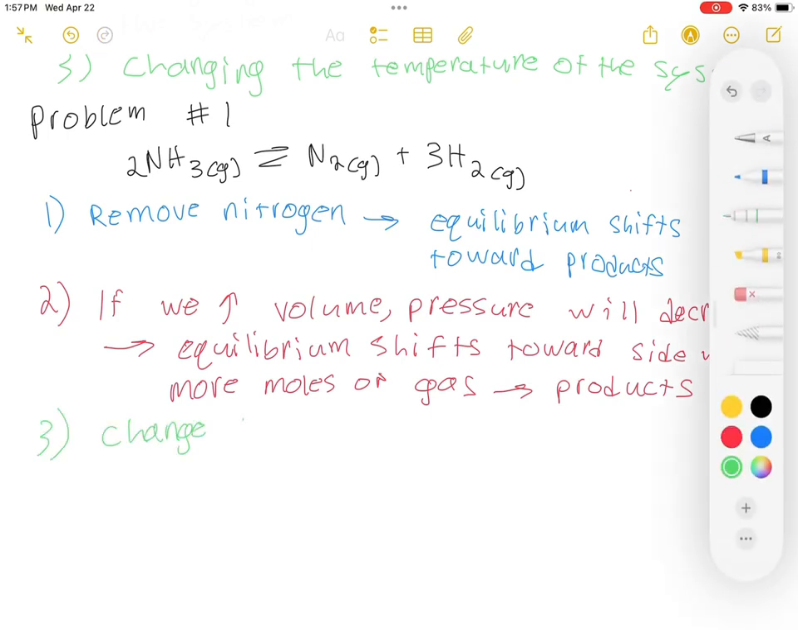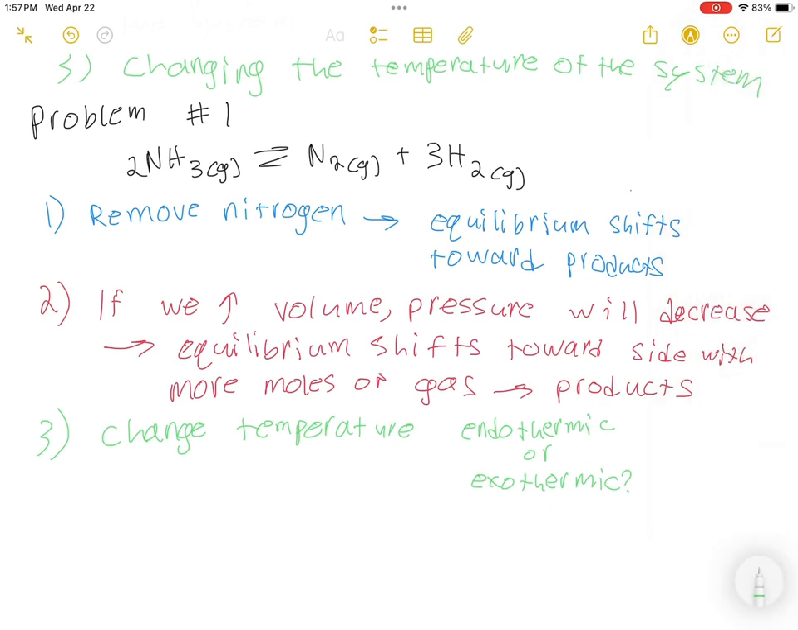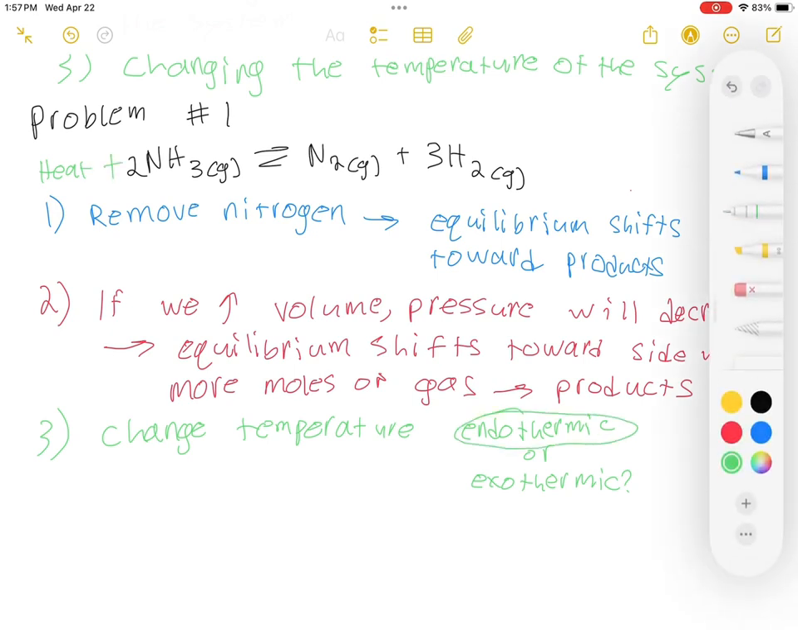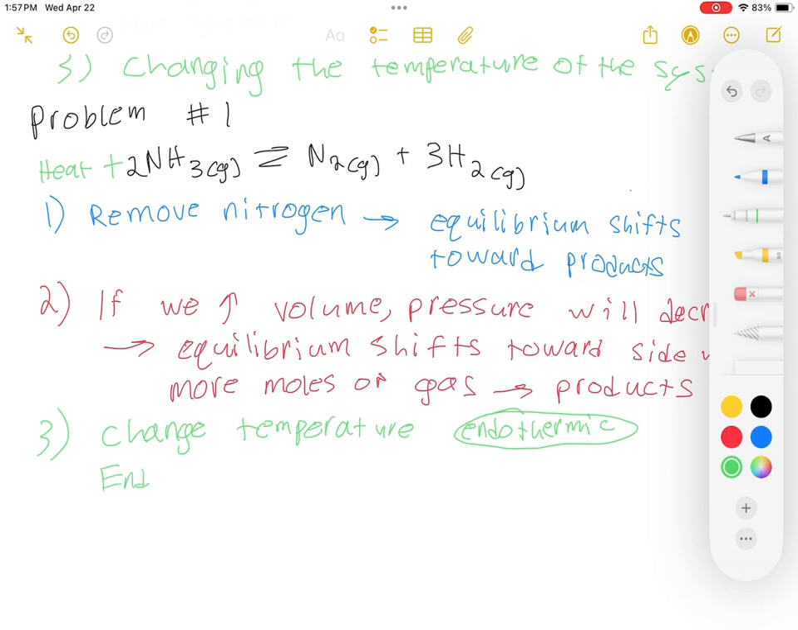And now we're going to change the temperature. So first we need to see if it's endothermic or exothermic. We can tell that it's endothermic because the heat needs to be added to the reactants to break the bonds. So for endothermic, the heat is going to be used as a reactant. And for exothermic, we're going to treat the heat as a product.